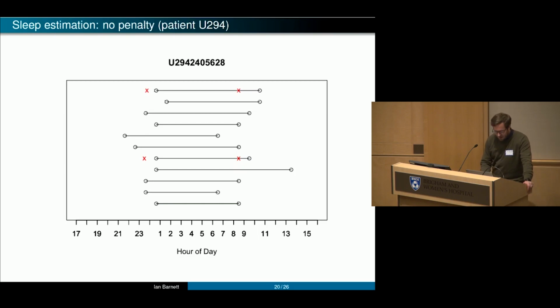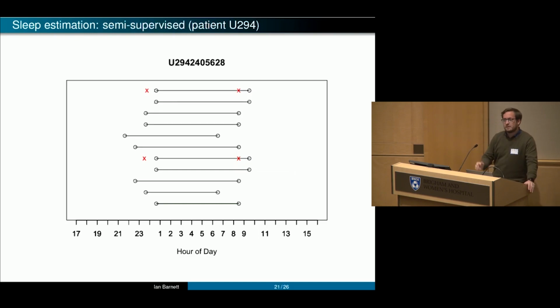So what happens if we do the semi-supervised penalization? Well, it actually tamps it down a little bit. It does draw it closer to the self-report. I will also say that we used the PSQI for this. We didn't use these red X's, right? That would be a little bit cheating, right?